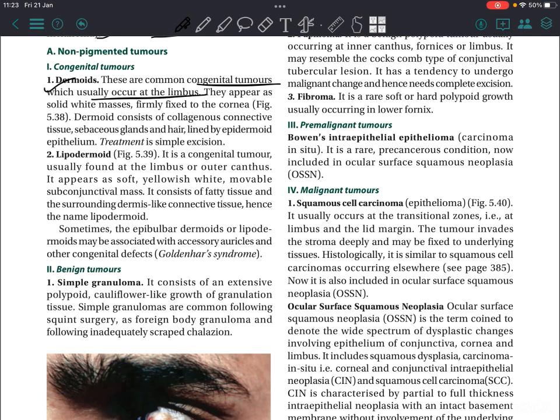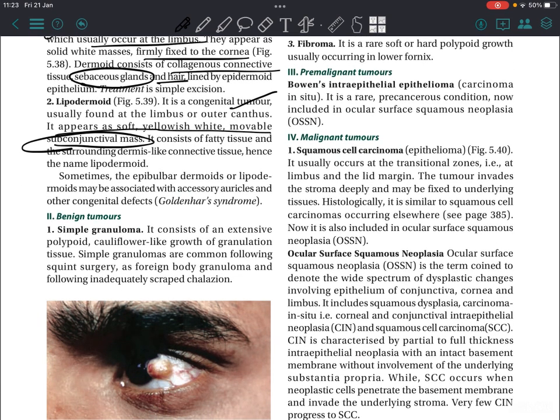Congenital tumors. Dermoids are common congenital tumors which usually occur at the limbus. They appear as solid white mass firmly fixed to the cornea. Dermoid consists of collagenous connective tissue, sebaceous gland, hair, etc. Lipodermoid is a congenital tumor usually found at the limbus or outer canthus. It appears as soft yellowish white movable subconjunctival mass. It consists of fatty tissue surrounding dermis like connective tissue.